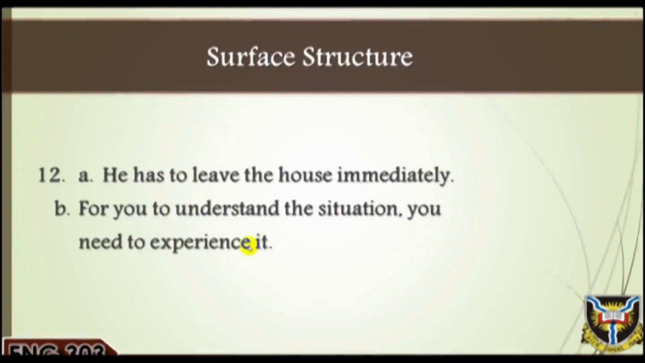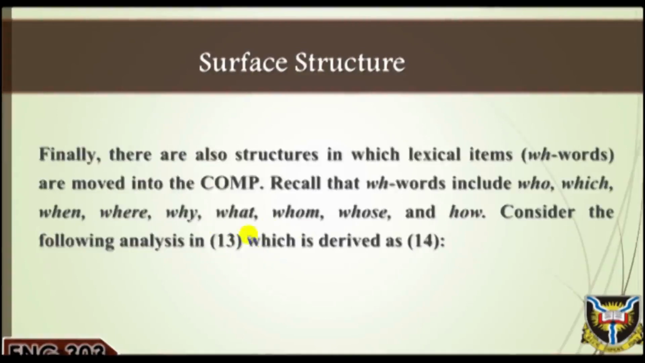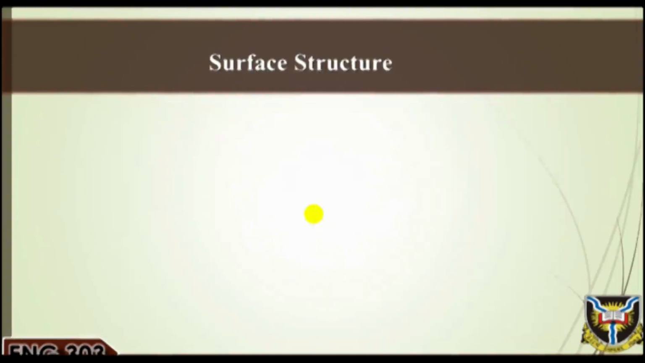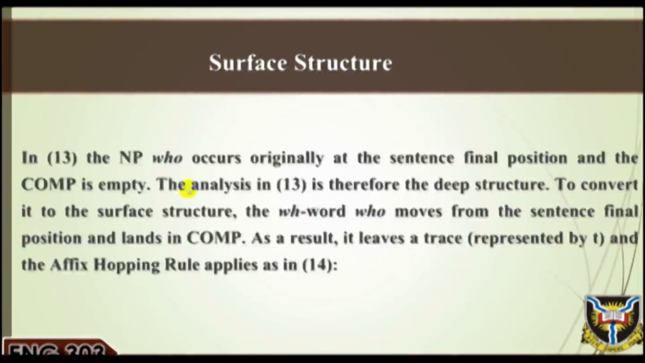Finally, there are also structures in which lexical items, WH words, are moved into the COMP. Recall that WH words include who, which, when, where, why, what, whom, whose, and how. Consider the following analysis in 13, which is derived as 14. In 13, the NP who occurs originally at the sentence final position and the COMP is empty. The analysis in 13 is therefore the deep structure.